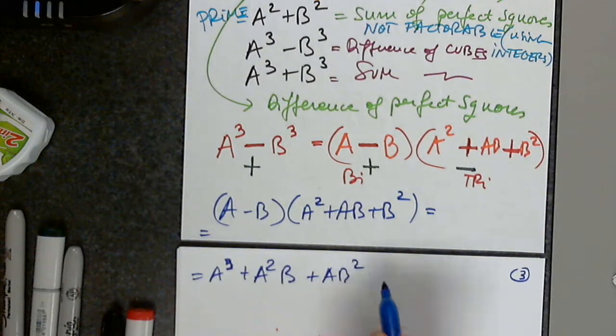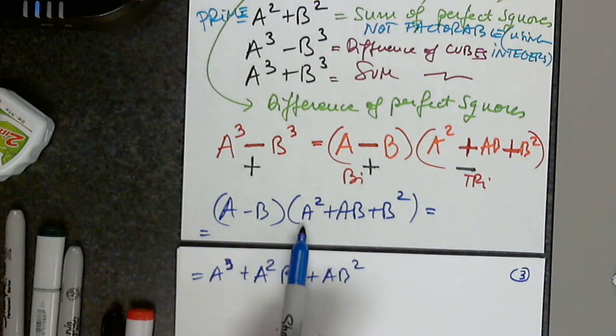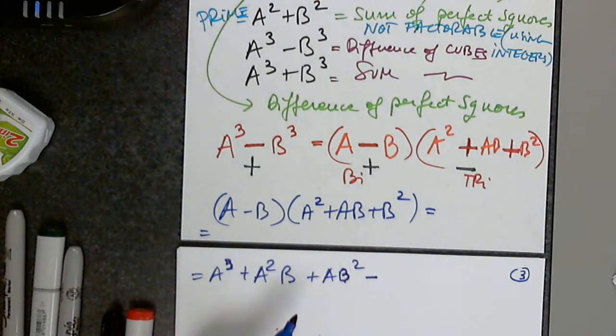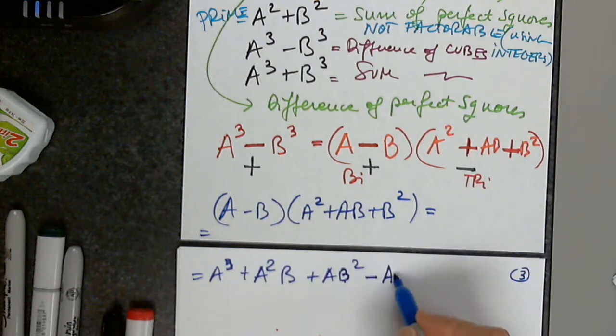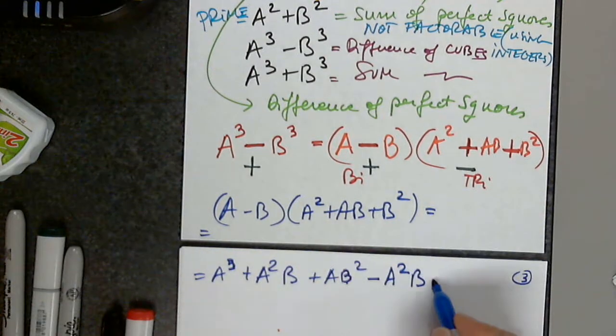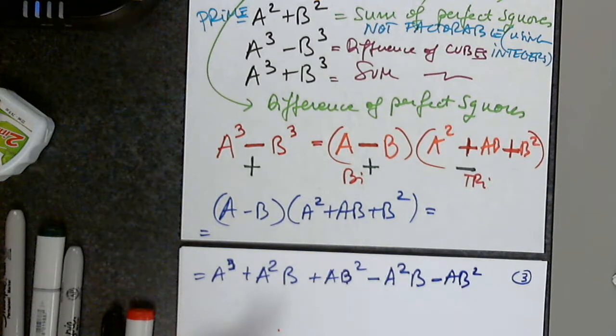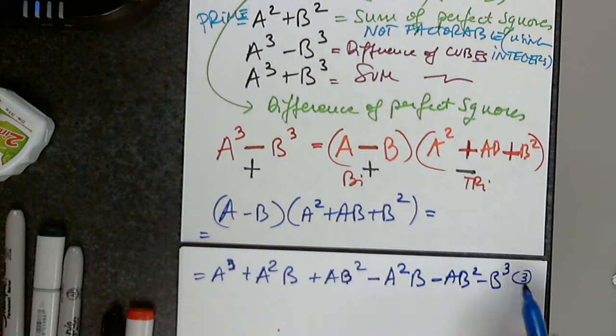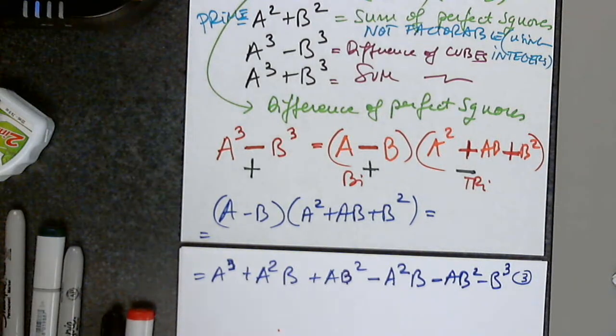I get AB squared. And now I have negative B times A squared, which is negative A squared B. And then negative B times positive AB, I get negative AB squared. And then negative B times B squared, which is negative B cubed. Would we agree? We agree with the product. Is that a yes? Yes. Good. Okay, so now look at what happens.